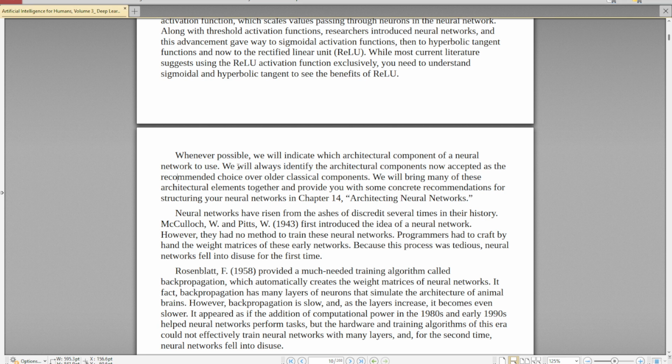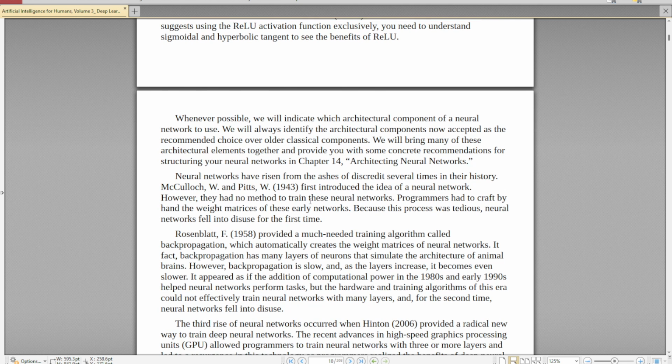And there is one more thing I have to tell you, that brings many of those architecture elements together and provides recommendations for the structure of neural networks. What does it mean? It means that in a further chapter we will also cover it. Let's skip this for now, maybe it's better for that time.